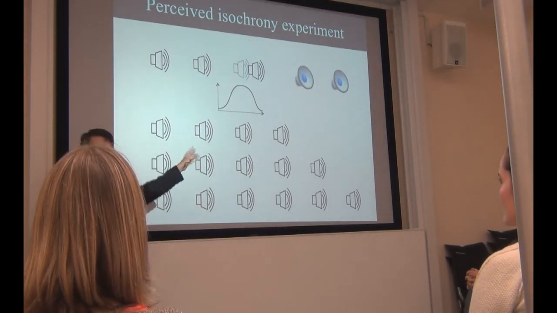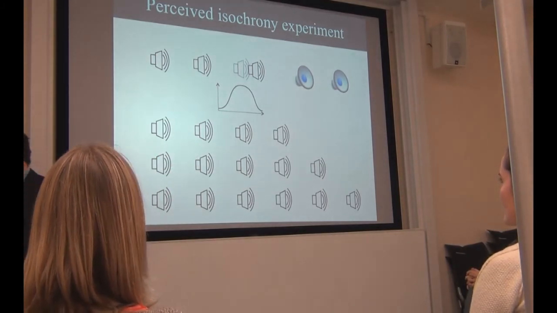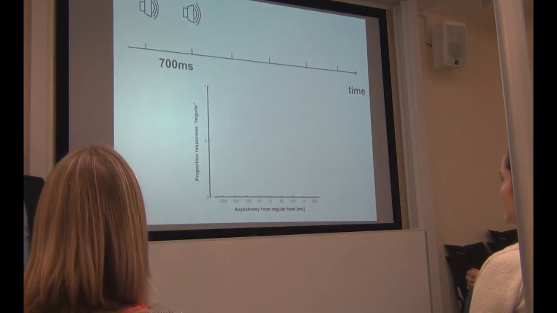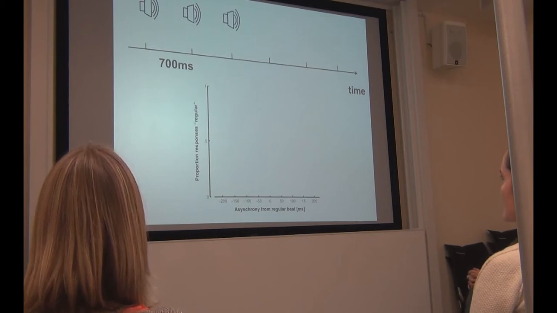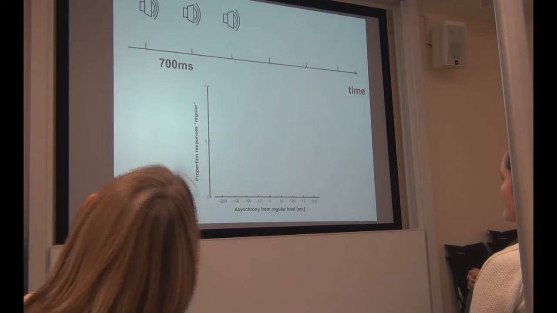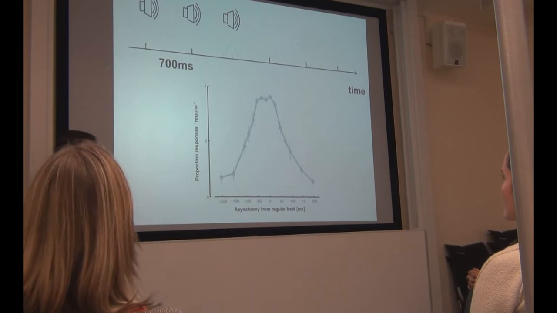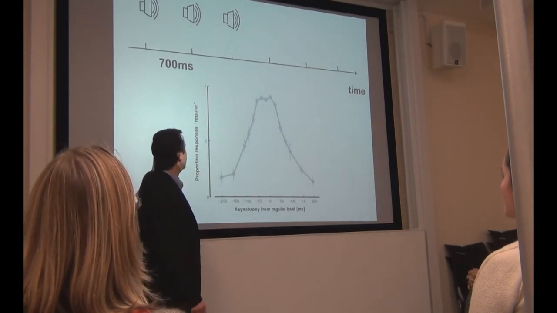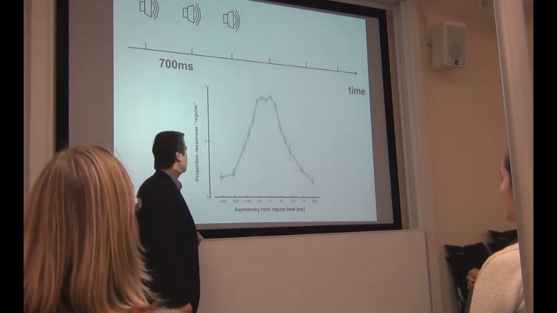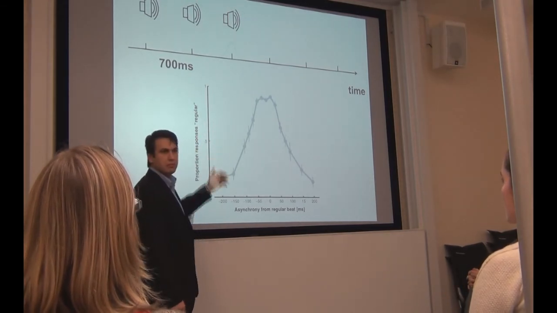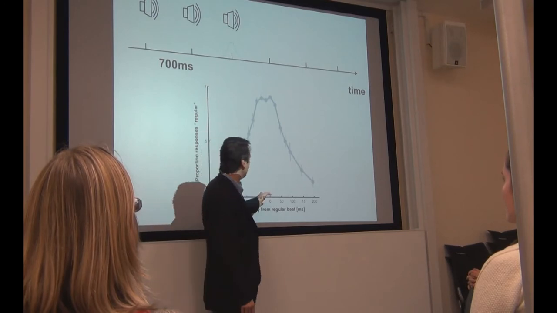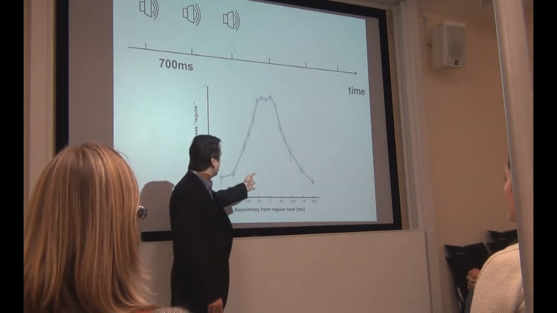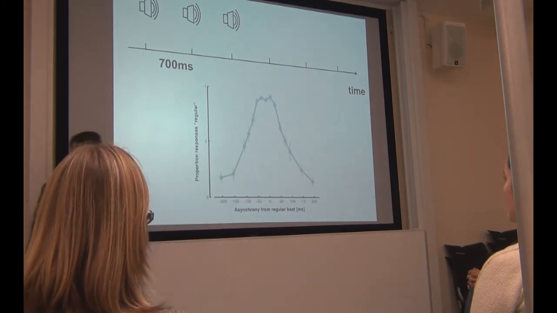And we perturb only the last one. So if we have two stimuli as a base and the third one is the one perturbed, we have this sort of response distribution. This is the asynchrony, this is the proportion of responses regular rhythm or isochronous rhythm. Participants respond isochronous in a range of 50 milliseconds deviation, and then the isochronous response falls off.